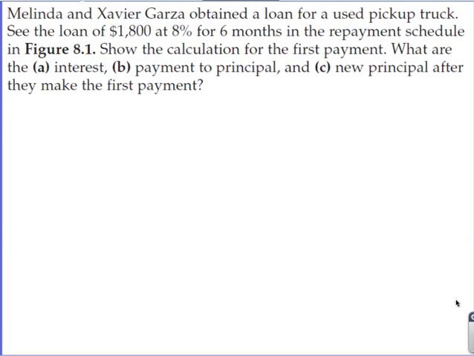All right, it says, Melinda and Xavier Garza obtained a loan for a used pickup truck. See the loan of $1,800 at 8% for 6 months in the repayment schedule in figure 8.1. Show the calculation for the first payment. What are the interest, payment to principal, and new principal after they make the first payment? Okay, you all need to open your books to 316. Refer to that figure because I'm not flipping back and forth.